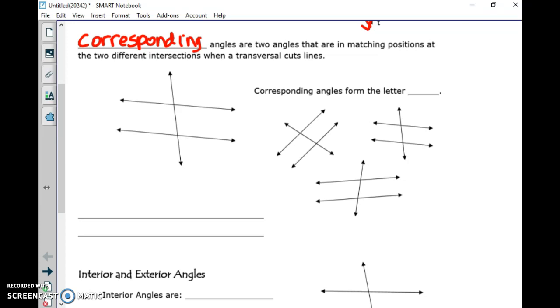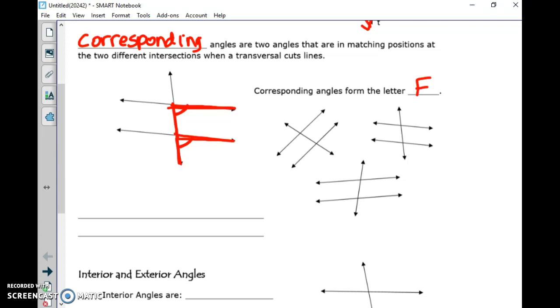At this top intersection, the bottom right is right here. At the bottom intersection, the bottom right is right here. Do you agree? Both of those angles are on the bottom right of each of those intersections. So those are called corresponding. Now, if I were to highlight those angles, you can see they make what looks like a letter F. So we fill that in over here.